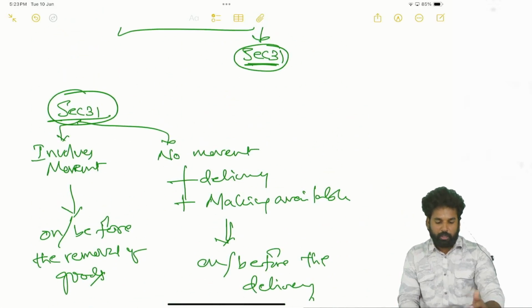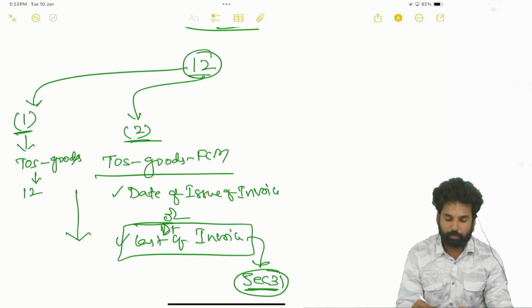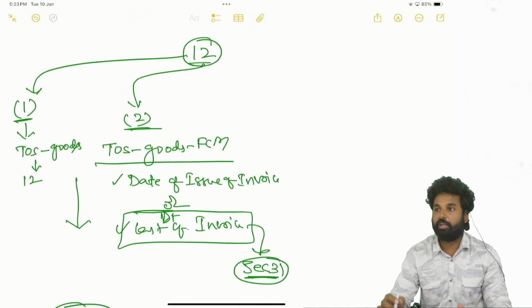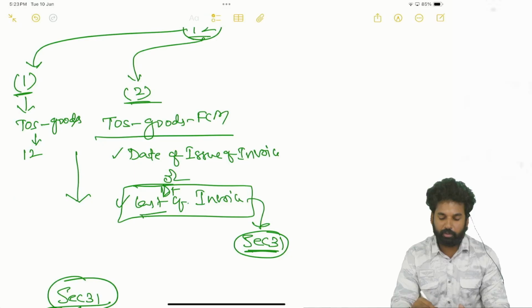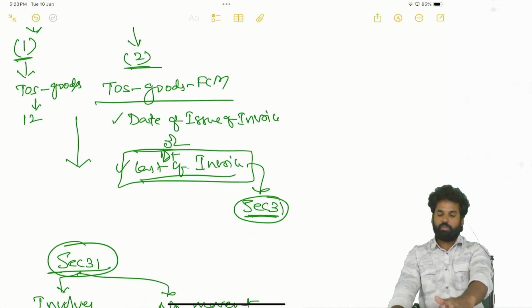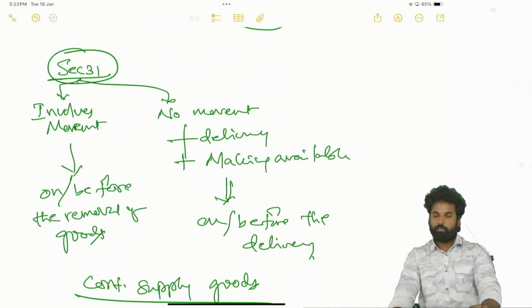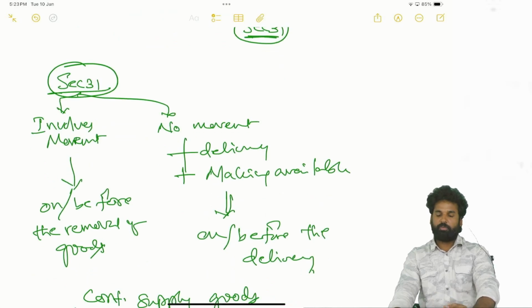So here as per section 12 subsection 2, time of supply of goods under forward charge mechanism is date of issue of invoice or last date of issue of invoice, whichever is earlier. So what is the last date for issue of invoice? As per section 31 it is given: when movement is involved, on or before the removal of goods; when no movement is involved, on or before the date of delivery or on or before the date of making available.